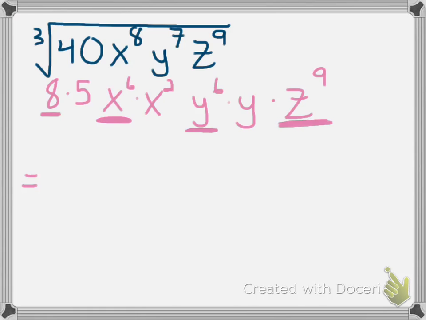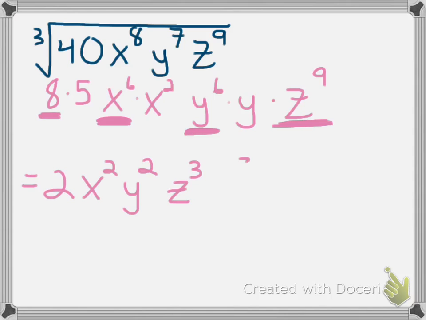I've underlined all the things that I know, so now I'm going to go ahead and take the cubed root. Cubed root of 8 is 2. Cubed root of x to the 6th is x squared. Again, 6 divided by 3. Cubed root of y to the 6th would be y squared. Cubed root of z to the 9th would be z to the 3rd. Again, 9 divided by 3.